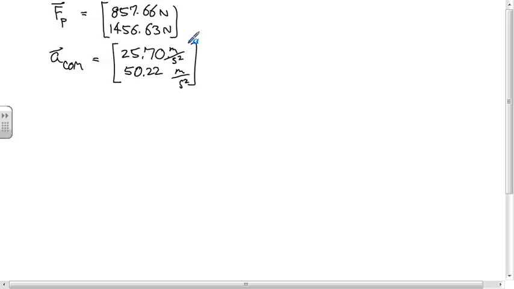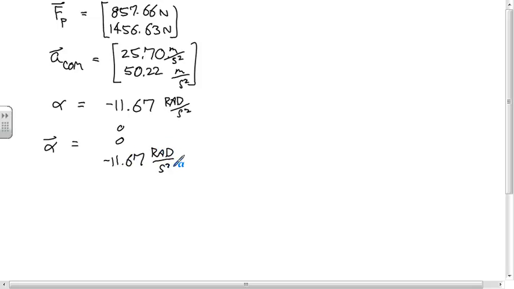And then alpha is equal to negative 11.67 radians per second squared. So we get the same thing again. The alpha vector is 0, 0, negative 11.67 radians per second squared.